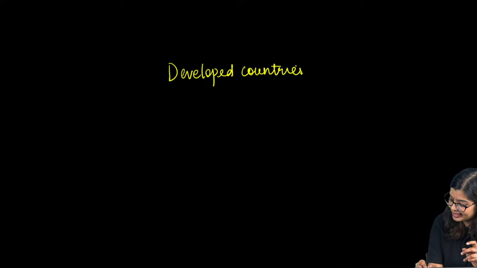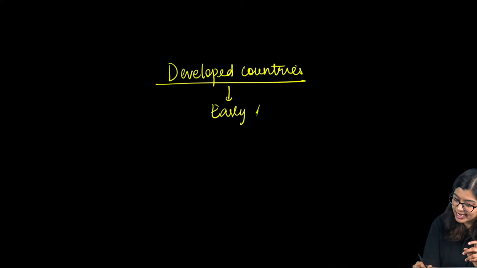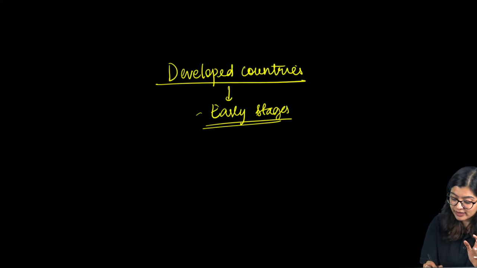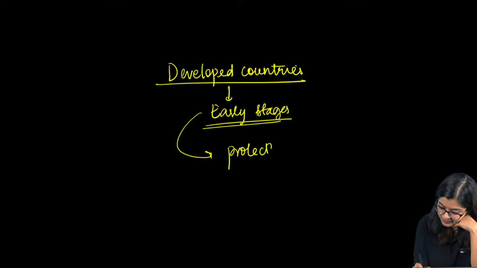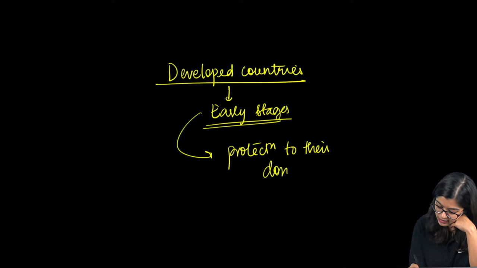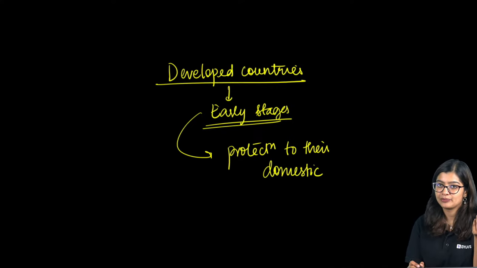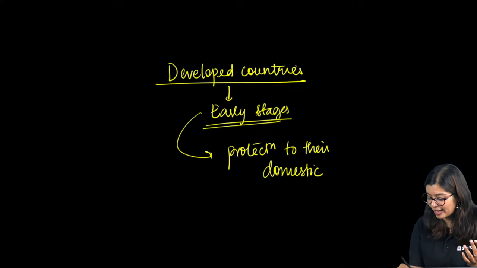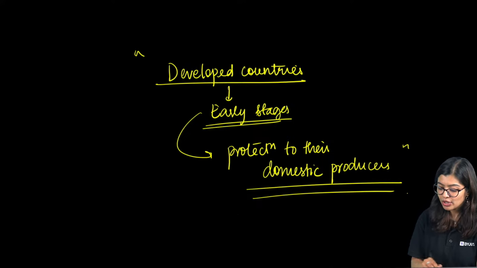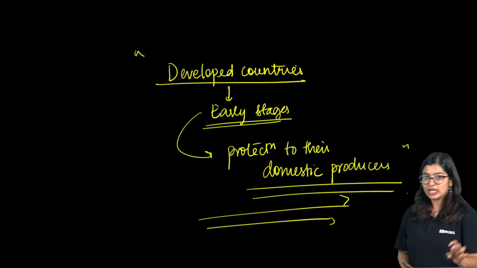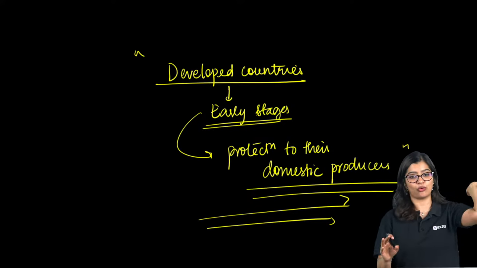Now, a very, very important point that I will write on screen that you all need to know. See, at all developed countries, during the early stages of their development, at some point or the other, in some way or the other, they have given protection to their domestic producers, right? If you look at a developed country like the US, it's not that they became developed in one way. At some point, certain policies were implemented where protection was given to their domestic producers. Only then did they decide on foreign imports, and so on and so forth, right?